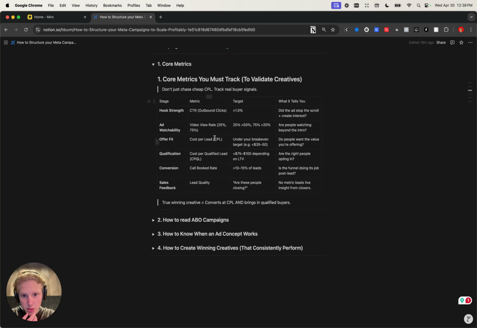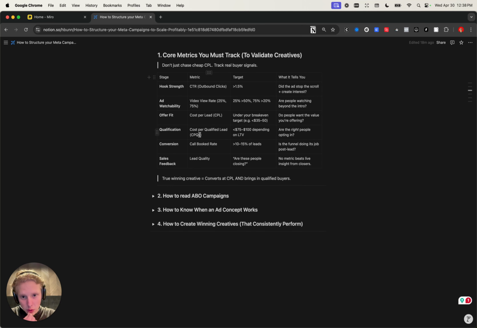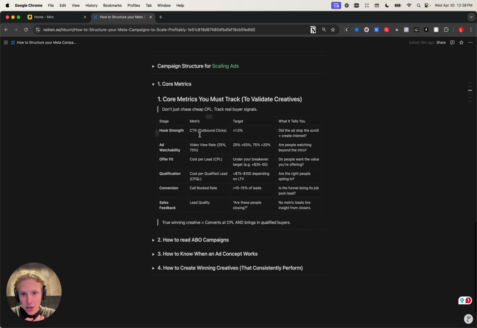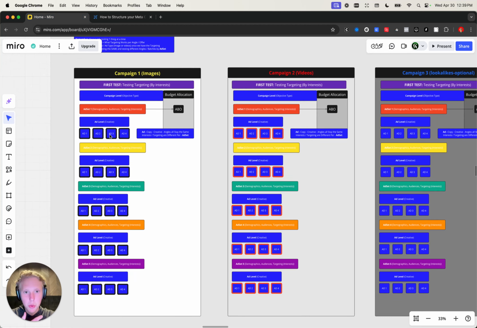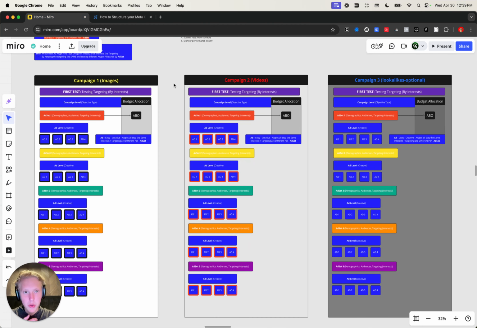And also, of course, the cost per lead, and then cost per qualified lead. So maybe you have an ad that is getting a higher cost per lead, but these people are way higher quality, so that is considered a winning ad if you are running that, whether it's an image or video.